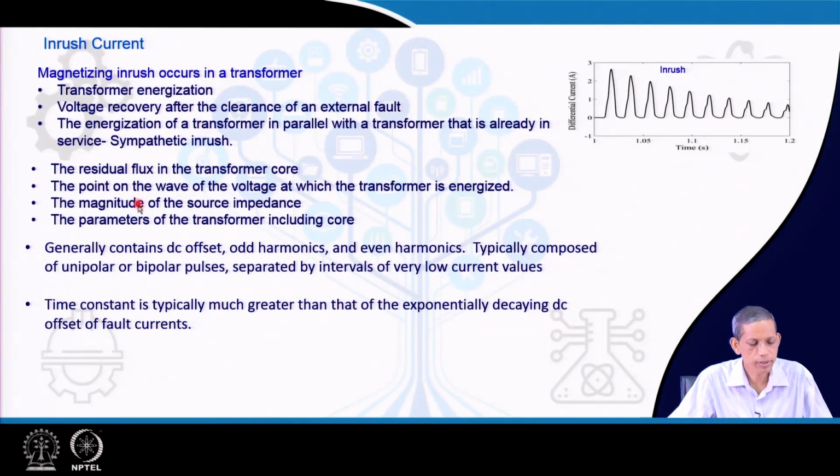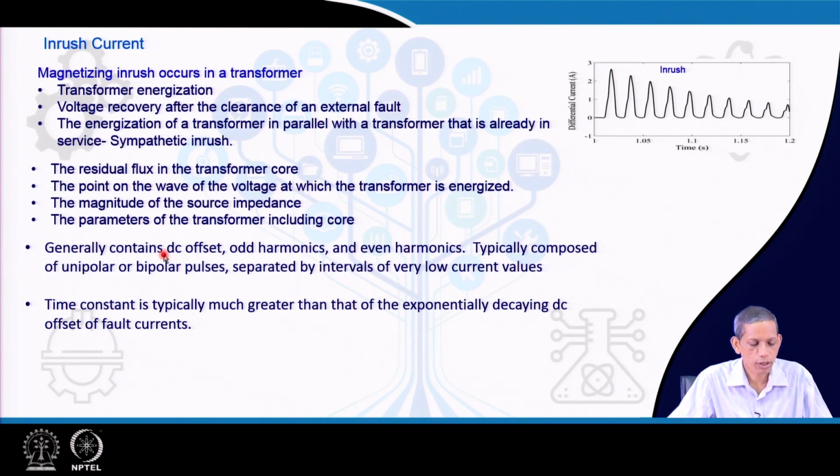at what point of the corresponding voltage the transformer is switched on or energized, the magnitude of source impedance, because this current flows from the source impedance to the transformer, and the parameters of the transformer including the core aspect, which governs the L phi part, and the transformer primary winding parameters, as we have observed in the equivalent circuit diagram in the earlier slide.